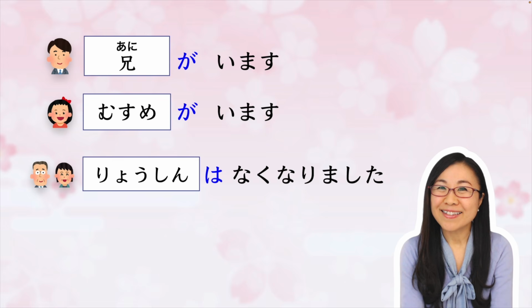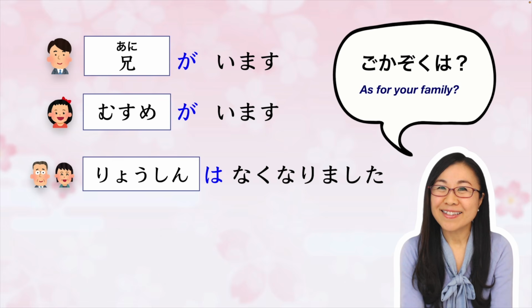For example, if someone asks you about your family, ご家族は, you don't need a long sentence. Just saying 兄がいます or 娘がいます is already a complete answer. And from there, the conversation can continue naturally.